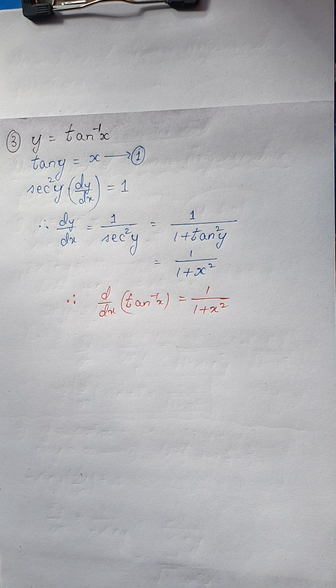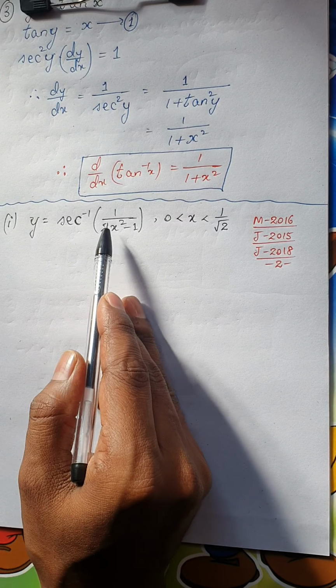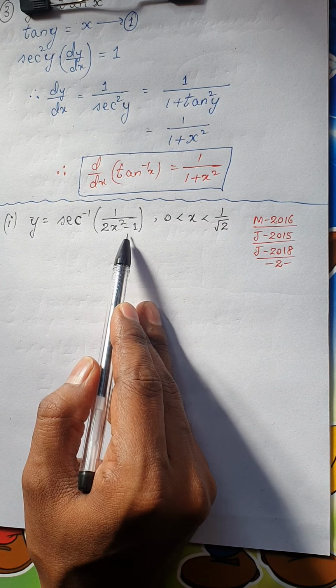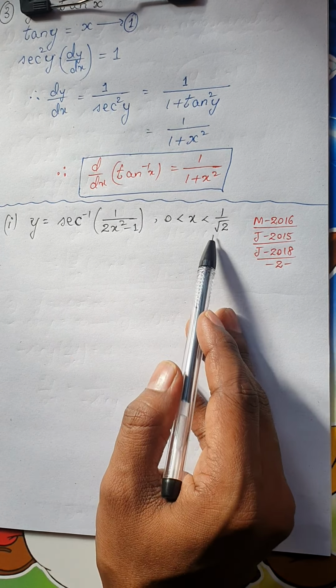Is it fine? So we'll move on to the exercise questions on different derivatives of inverse trigonometric function. Are you ready? Let us consider the first question. The question will be like this: if y is equal to secant inverse 1 divided by 2x square minus 1, for this condition find dy by dx. This will be asked for 2 marks, and we can see here this question has been asked for 3 times for 2 marks.